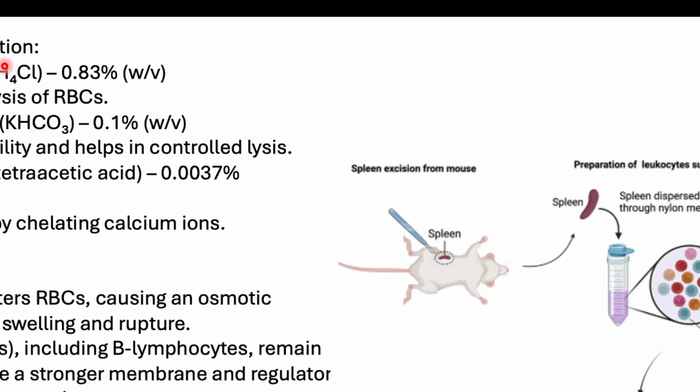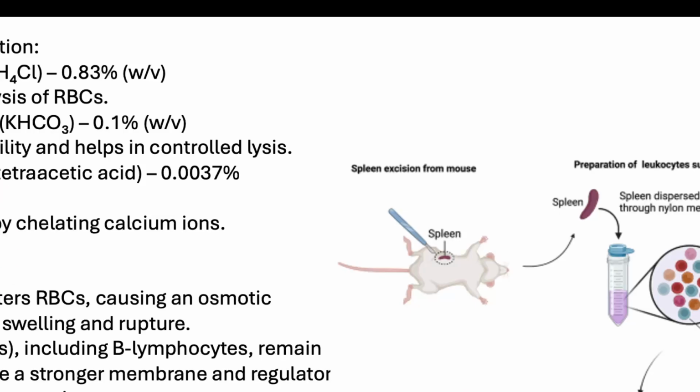Now, what is the composition of Gray's solution? Gray's solution is basically a hypotonic solution. It's a solution with low osmolarity. Ammonium chloride causes osmotic lysis of RBCs. Potassium bicarbonate maintains pH stability and helps in controlled lysis, and EDTA prevents clotting by chelating calcium ions. So it will prevent blood clots so that the cells can be isolated. Ammonium chloride will cause the lysis of RBCs, and potassium bicarbonate is a buffer for maintaining pH.